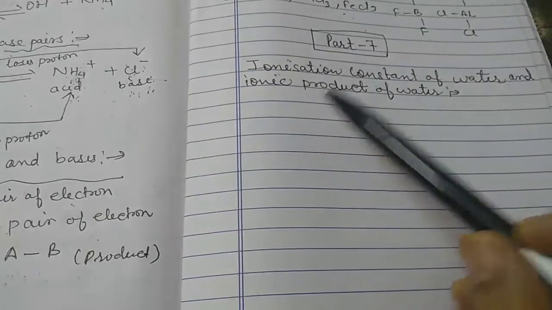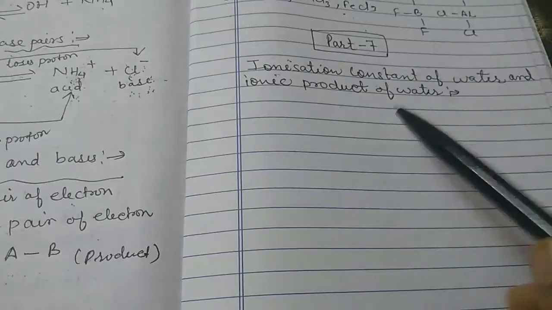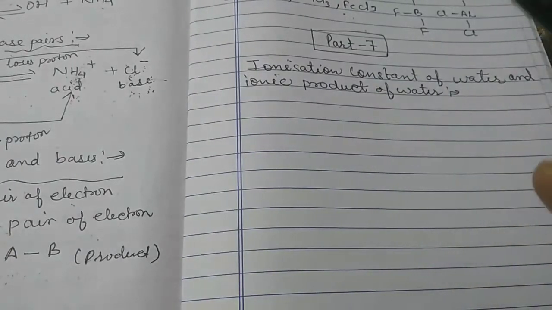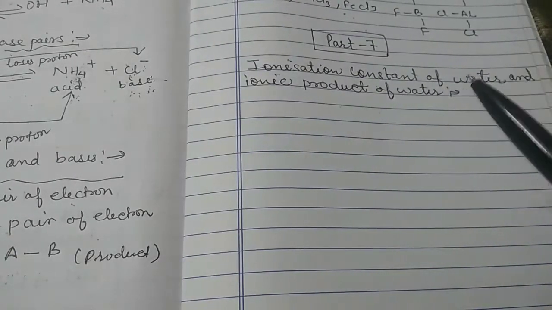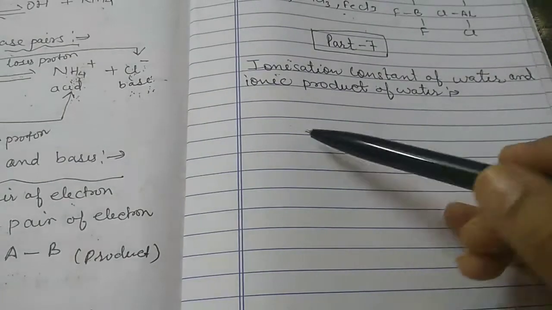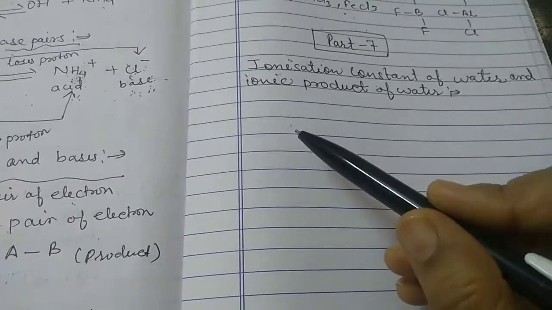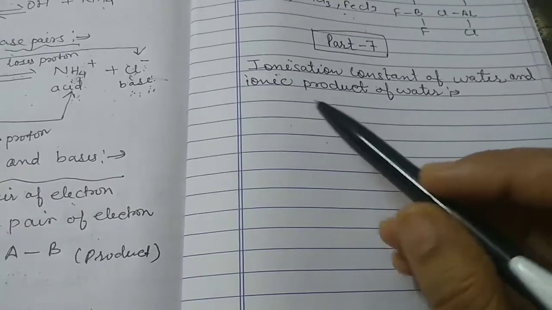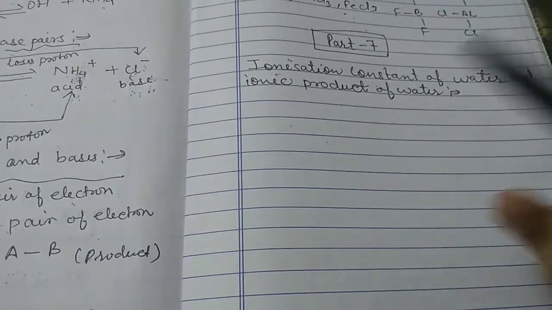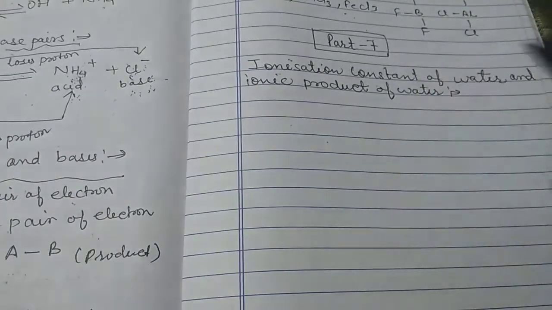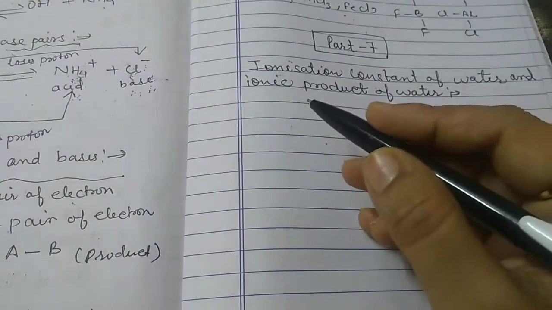Water is a weak electrolyte. And what are weak electrolytes? We have already discussed this topic. So water is a weak electrolyte and undergoes self dissociation. Dissociation means splitting to a small extent.